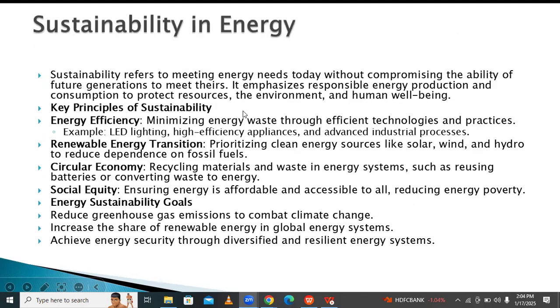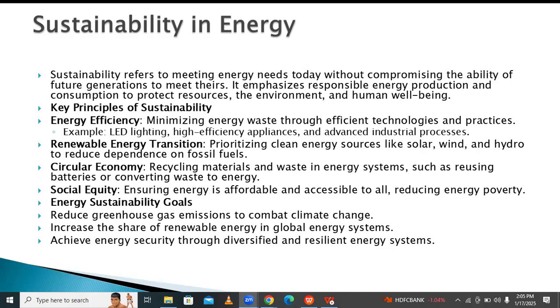So what is sustainability? Sustainability in energy systems refers to meeting today's energy needs without compromising the ability of future generations to meet theirs. That is called the sustainability of energy. The key principles of sustainability: first one, energy efficiency. Energy efficiency decides the future for generations.